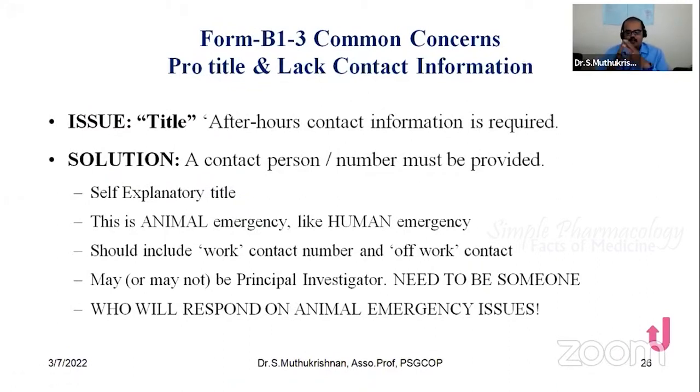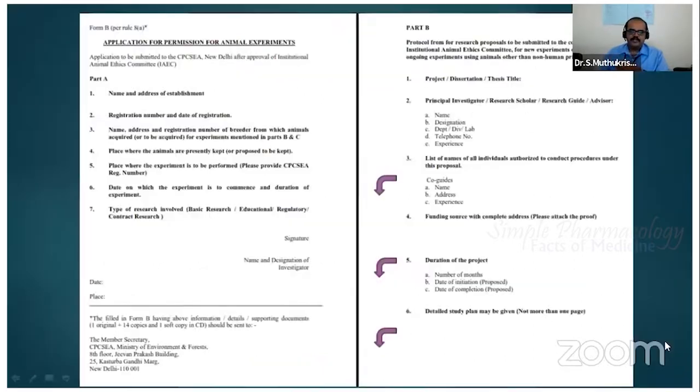What you are going to write, mostly we give very technical titles. The CPCSEA has a commons of scientist fellows, but at the same time, there is a person nominated from a non-scientific background. So your title must be self-explanatory. Then the contact persons: the principal investigator, and the person you are authorizing to do the experimentation.